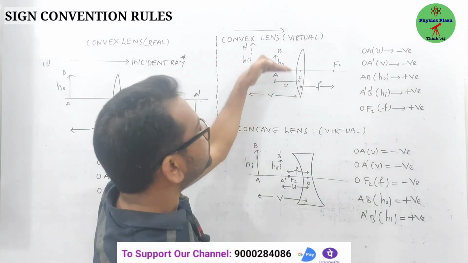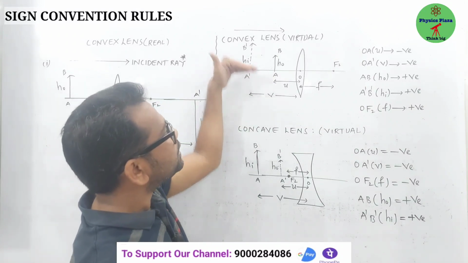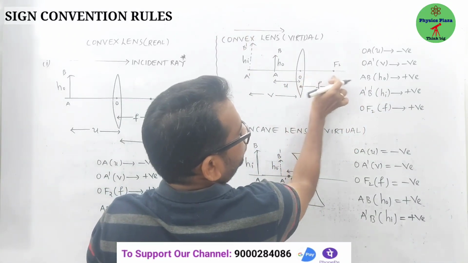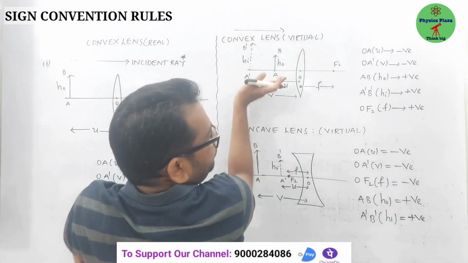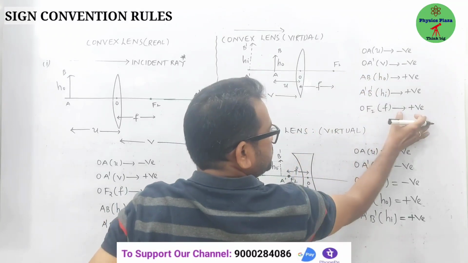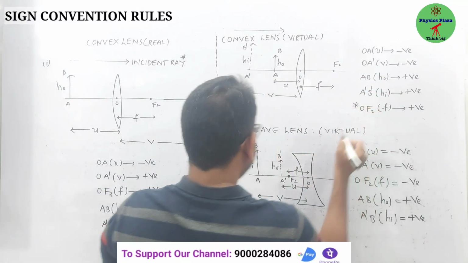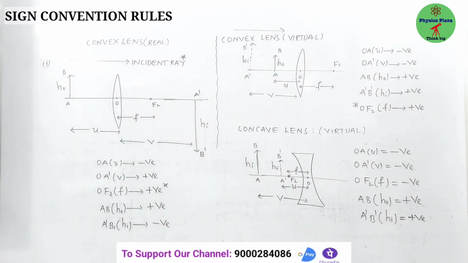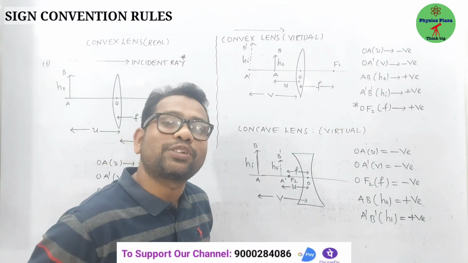Object height above the principal axis, positive. Image height above the principal axis, positive. Focal length O to F2: the incident ray is going right side only, and we are measuring in the same direction. So it is positive. So here is a very important point, children. The focal length of a convex lens is always positive. The focal length of a convex lens is always positive. It is very, very important as per the sign convention rules.